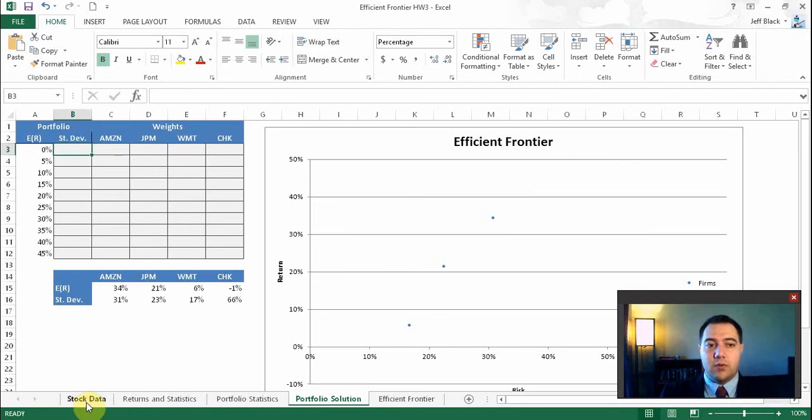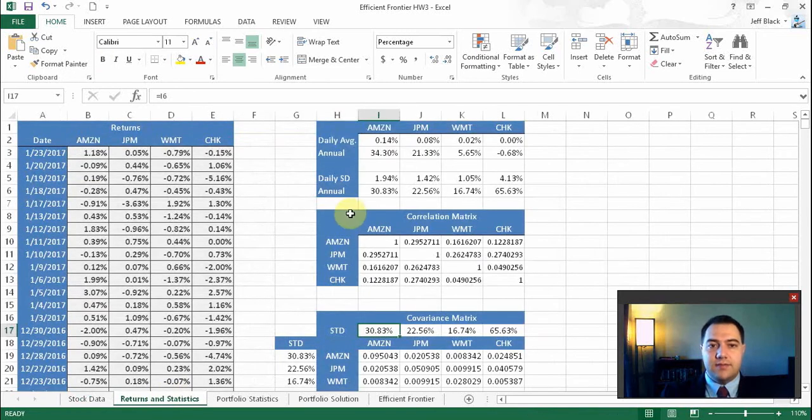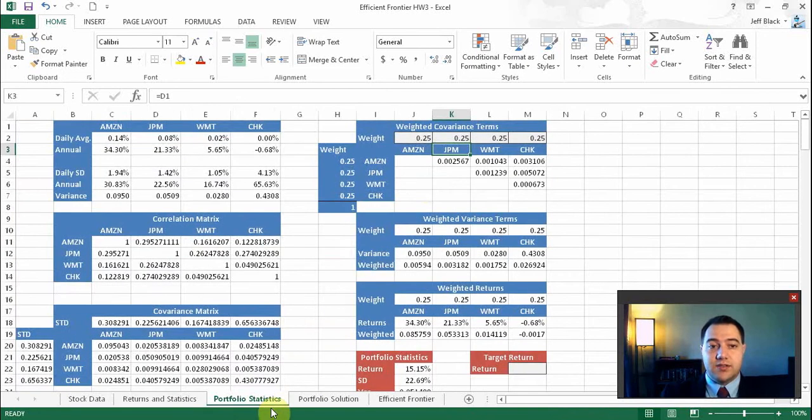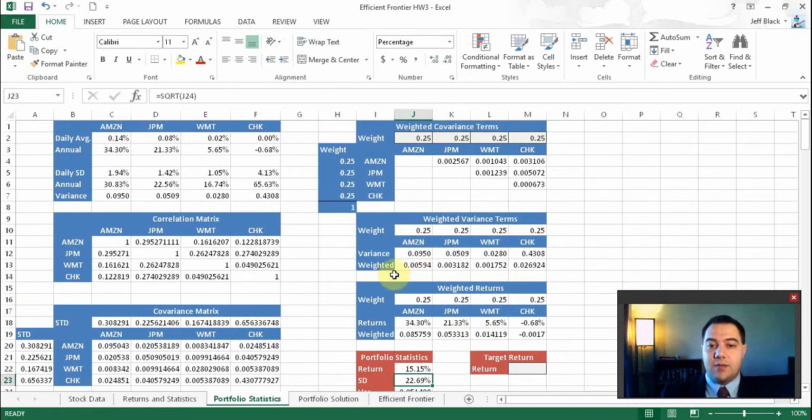In phase one, we went to Yahoo Finance and gathered data for 4 stocks. We calculated the returns for those 4 stocks. Then in phase two, we calculated different statistics like the daily return, annual return, daily standard deviation, annual standard deviation, correlation, and covariance for all 4 of those stocks. In phase three, we went forward and calculated the return and standard deviation for the entire portfolio of these 4 stocks.